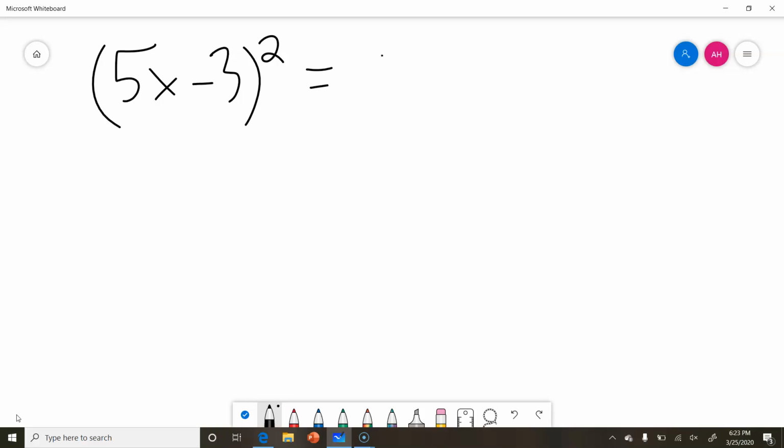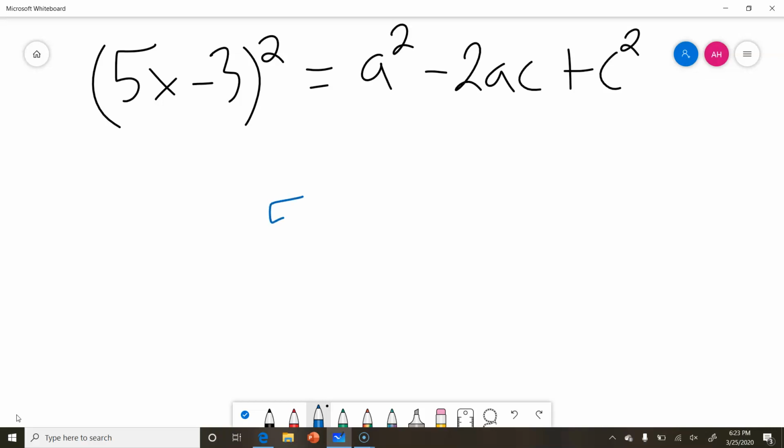Now, doing a little bit more of a complicated one here before I tell you what the homework is for tonight, we're going to do one that is going to require a little more brain power. So we're going to have 5x minus 3, and we're going to say that's squared. Now, if you remember, when it's a subtraction sign, our answer is a squared minus 2ac plus c squared. So now I just take this right here. I take this 5x, which is now a.